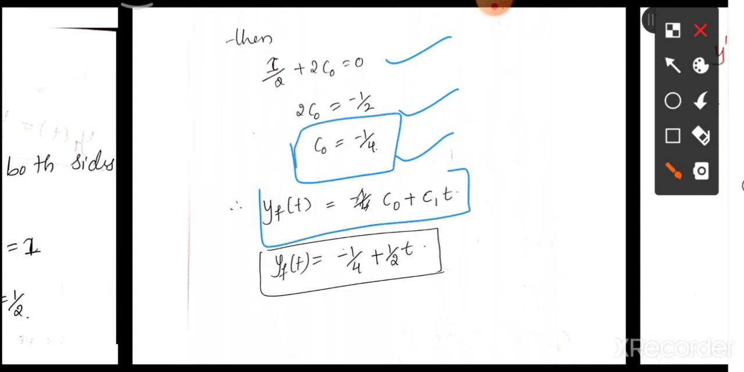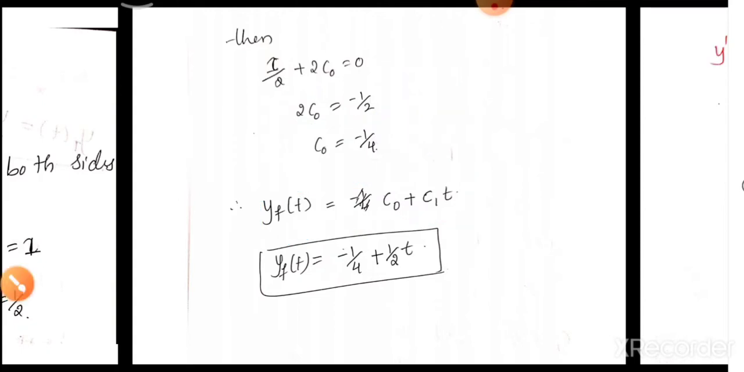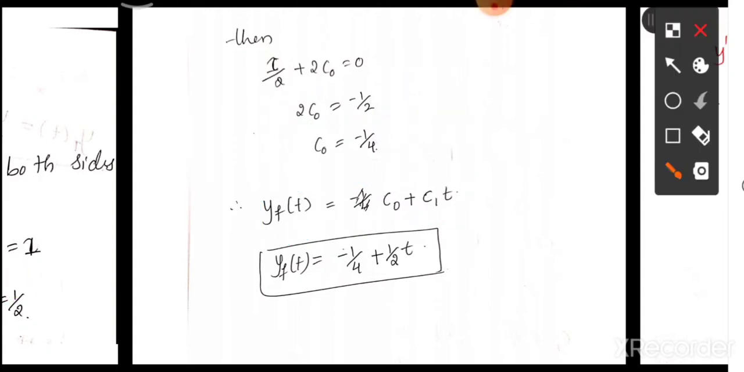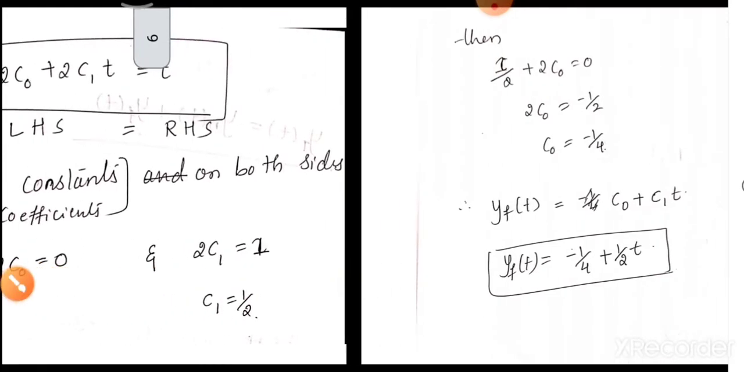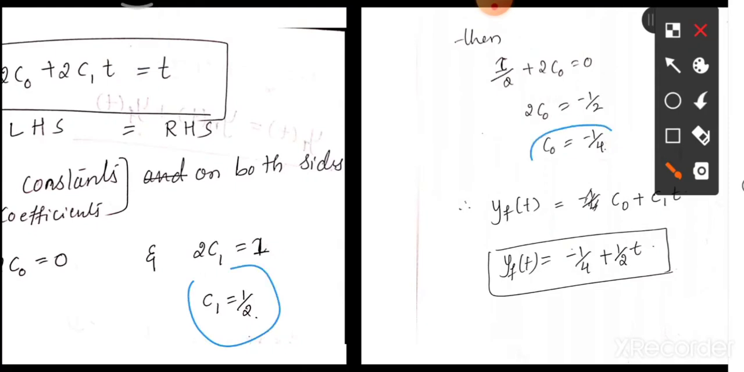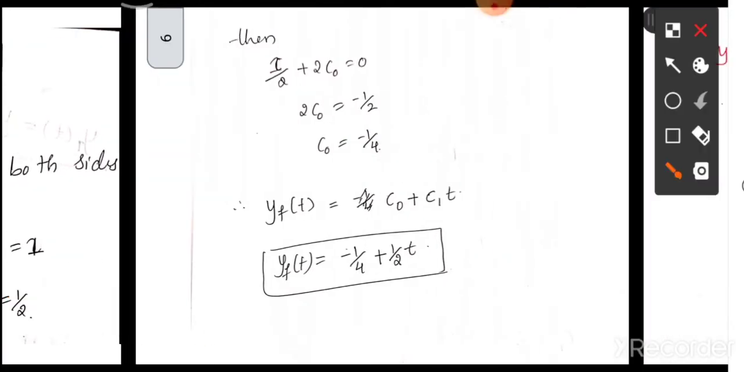Substitute in your forced response structure, that was y of t equal to c0 plus c1 t. Now we have got both the values, c0 as well as c1, so substitute in this equation. That is y of t equal to c0, which is minus 1 by 4, plus c1, that is 1 by 2, t. Like this you have to calculate the forced response.